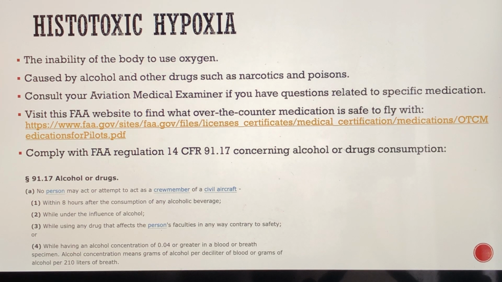And then you should always comply with the FAA regulation Title 14 CFR 91.17 concerning alcohol or drugs consumption. This would be no person may act or attempt to act as a crew member of a civil aircraft within 8 hours of consumption, while under the influence, while using any drug that will affect the person's safety or judgment, and while having an alcohol concentration of 0.04 or greater in the blood. And then we can go in later about how that affects the safety of flight. But this is one cause of histotoxic hypoxia.